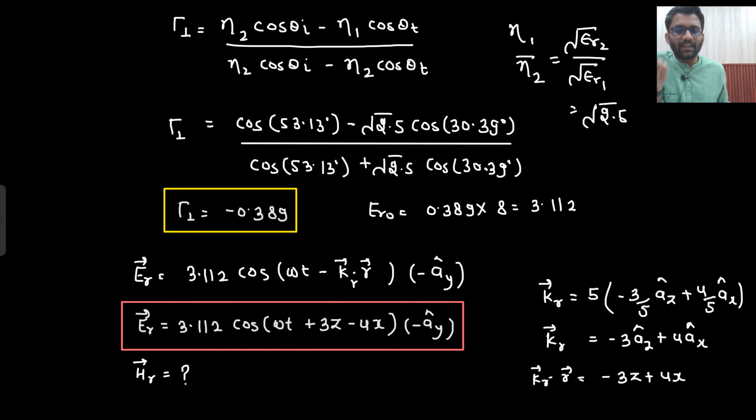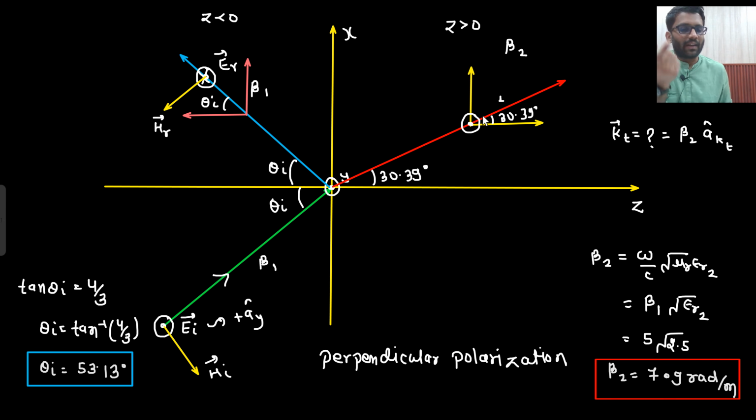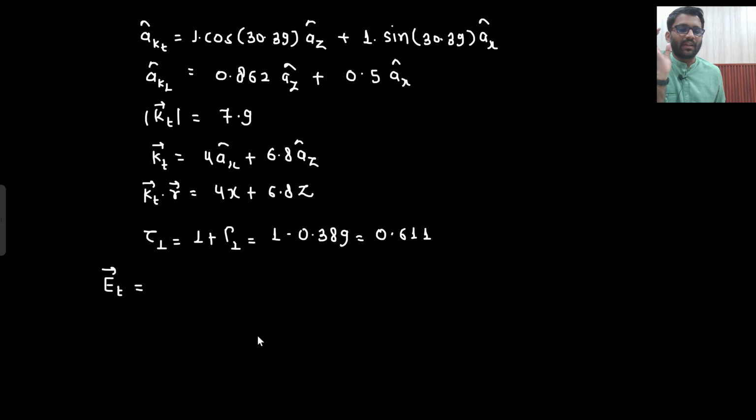That means the incident and transmitted electric field will be in the same direction. But in case of perpendicular polarization, we will solve the problem of parallel polarization as well, where things will be different. So in case of perpendicular polarization, incident and transmitted electric field will always be in the same direction. So direction I already know, that will be plus ay cap. What about the magnitude? Magnitude will be 0.611.